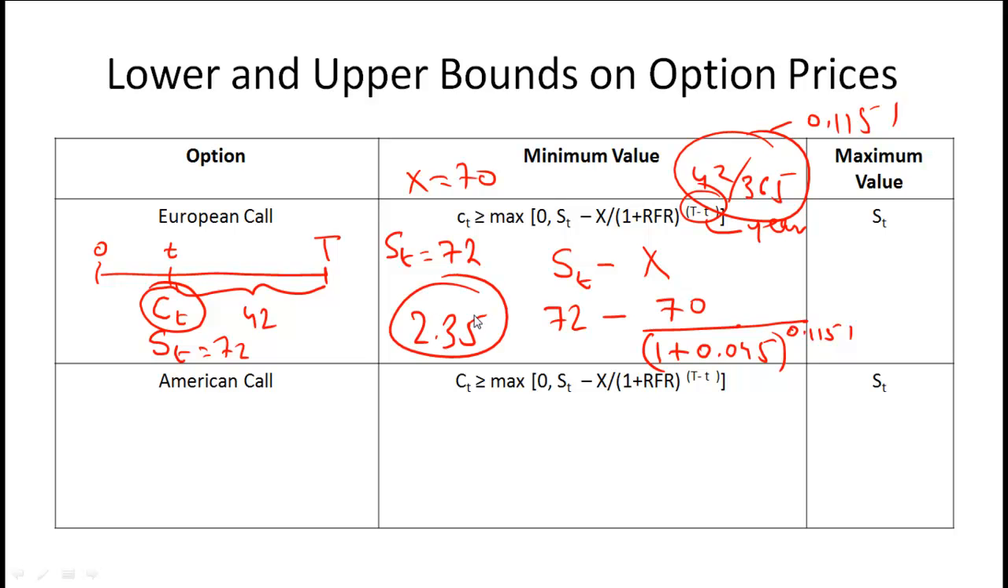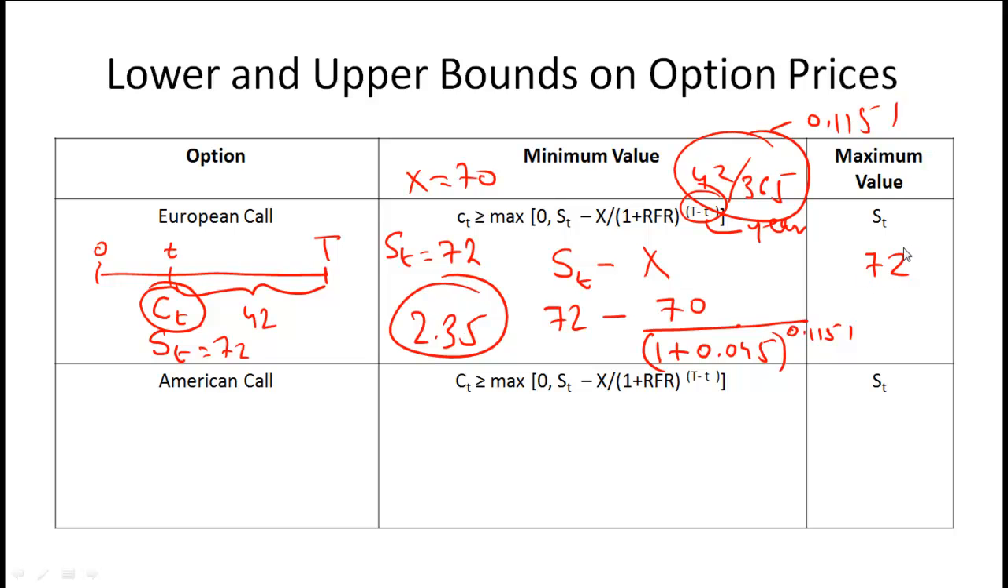So that is the minimum bound on the value of a European call option with these numbers. The maximum value at time t is obviously the value of the stock. So what we are simply saying here is that nobody in their right mind will pay more than the stock price for a call option on that stock.